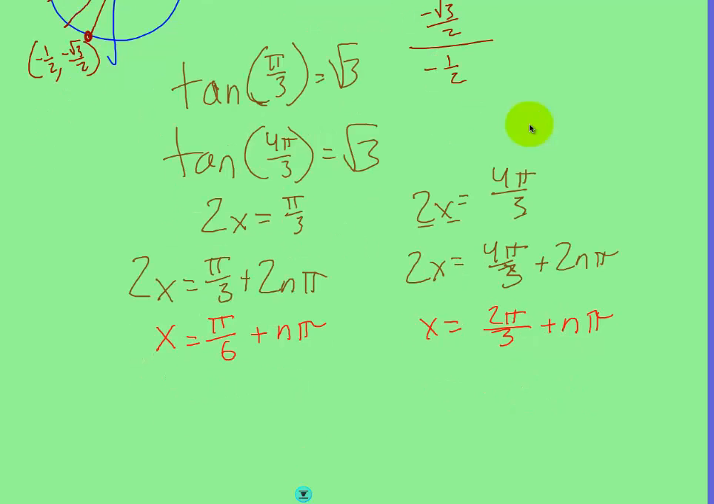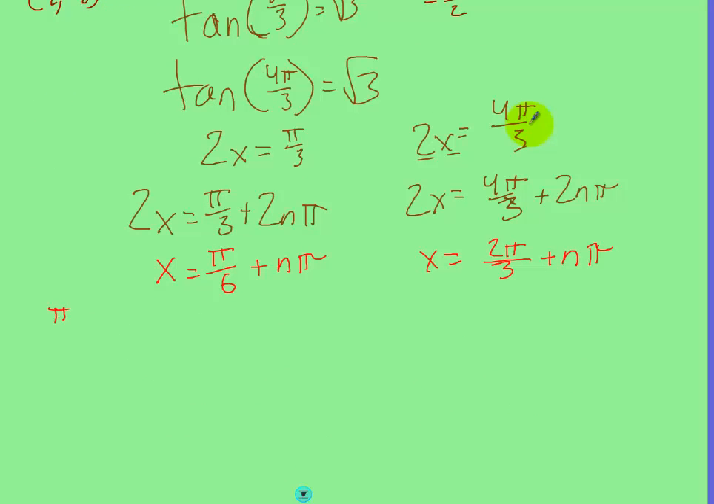So for the left equation right here, you have pi over 6, and then the next one would be add a pi to that, so n equals 1. So n equals 0, n equals 1. That's going to be pi over 6 plus 1 pi, so it'll be 7 pi over 6. And then the next one, n equals 2, would be 13 pi over 6. Now let's look at the right equation.